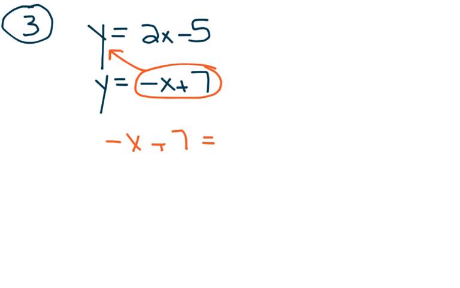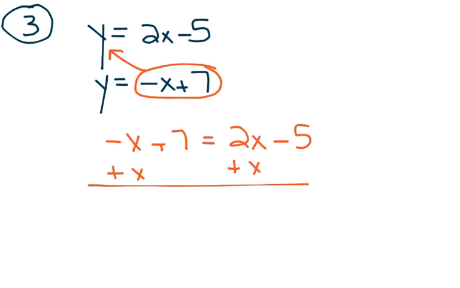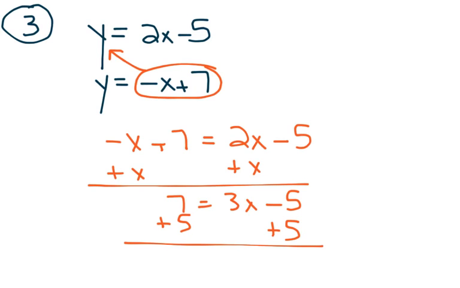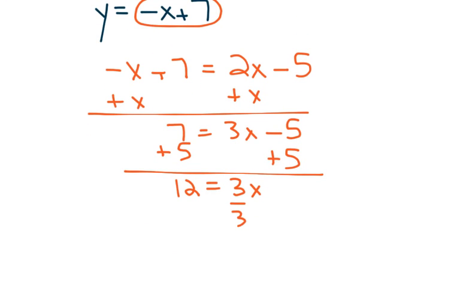What I would do is take the second equation and substitute it into the first equation in place of y. Now I have an equation that only has one variable, and I can therefore solve it in our general algebraic method. So I would add x to both sides, subtract 5 from both sides, then divide by 3.